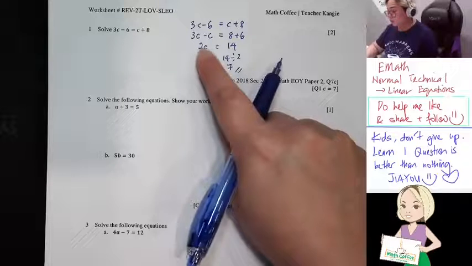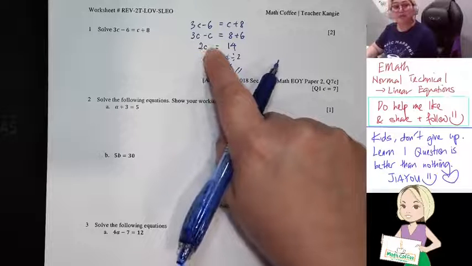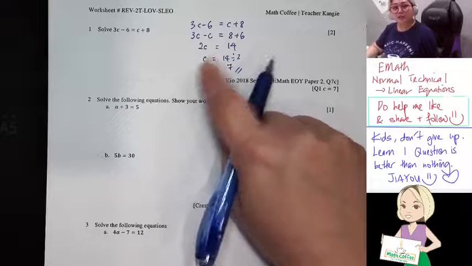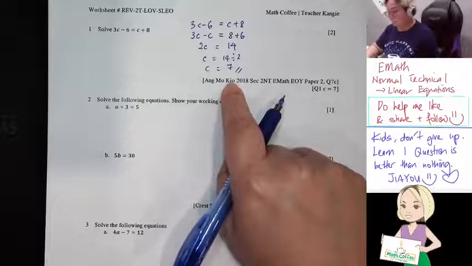Because it's 2c. See, 2c is 2 times c. Correct? So if it's times c, when you bring over the 2, it's divide by 2. Okay?